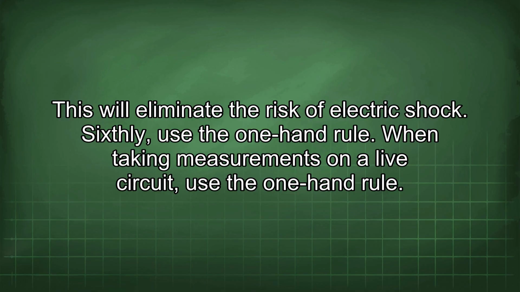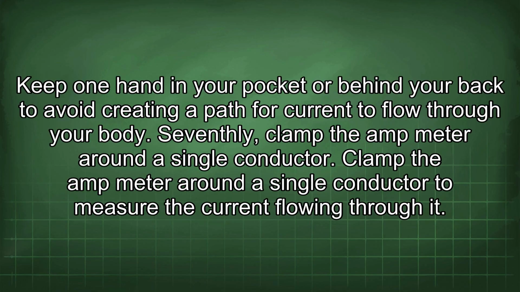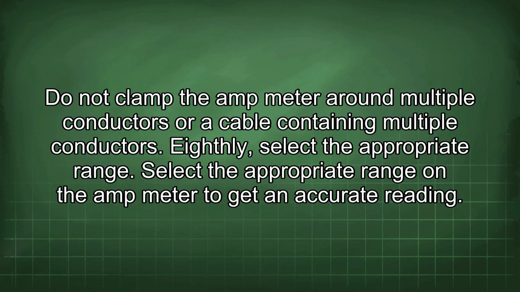Sixthly, use the one-hand rule. When taking measurements on a live circuit, use the one-hand rule. Keep one hand in your pocket or behind your back to avoid creating a path for current to flow through your body. Seventhly, clamp the amp meter around a single conductor. Clamp the amp meter around a single conductor to measure the current flowing through it. Do not clamp the amp meter around multiple conductors or a cable containing multiple conductors.